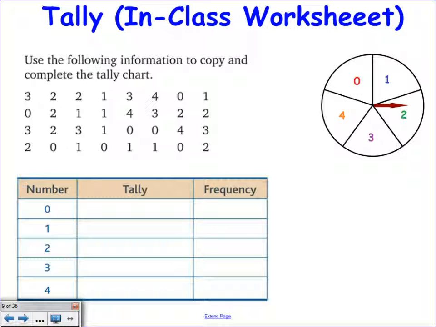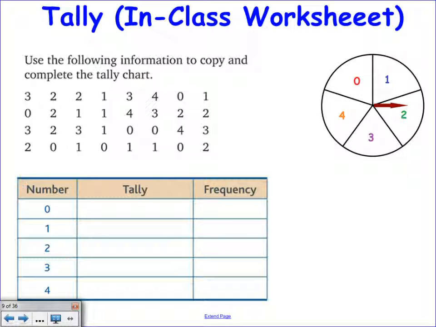What's the frequency on a tally? What's that column at the end, frequency, all about? What did we say a frequency was before Christmas? Do you remember? Good. Again, it's a posh maths word for a total. They just want you to add your bars up. Yeah? So what have we got then for our frequency?